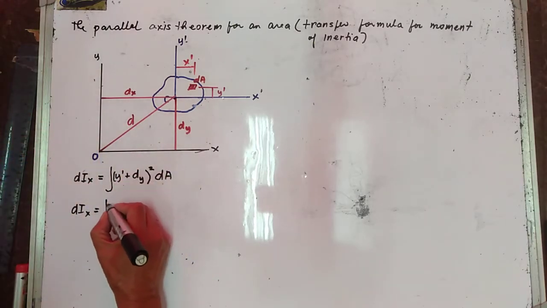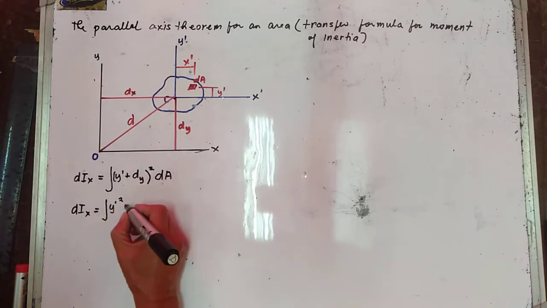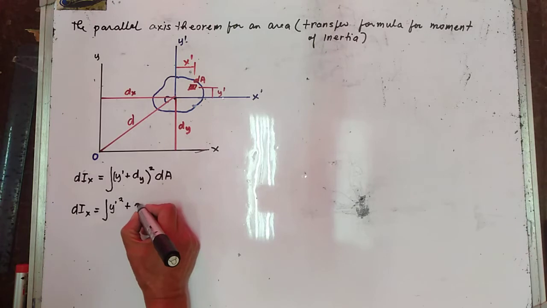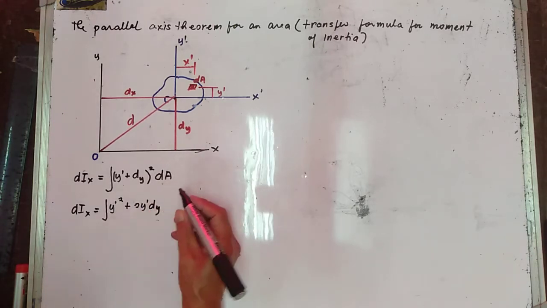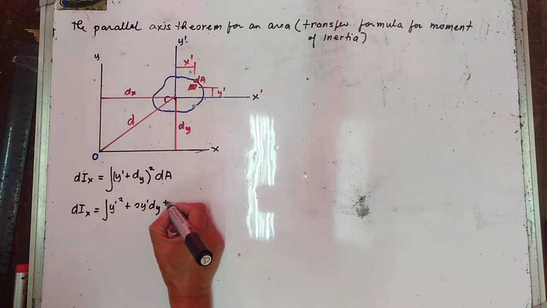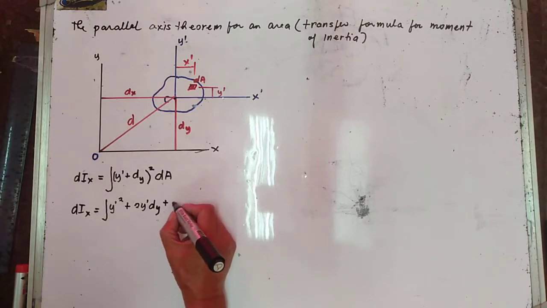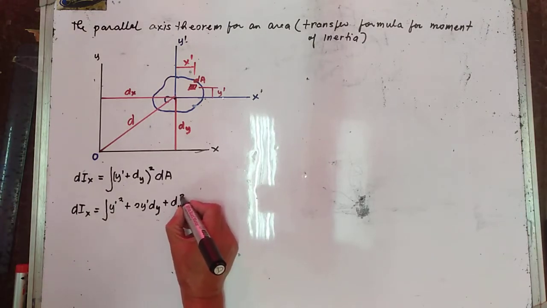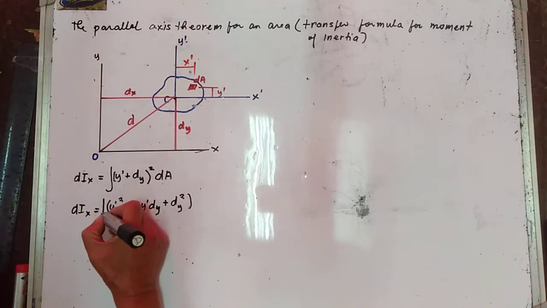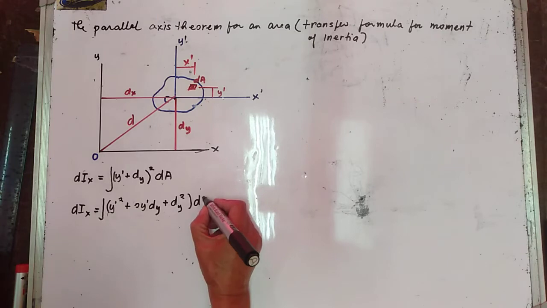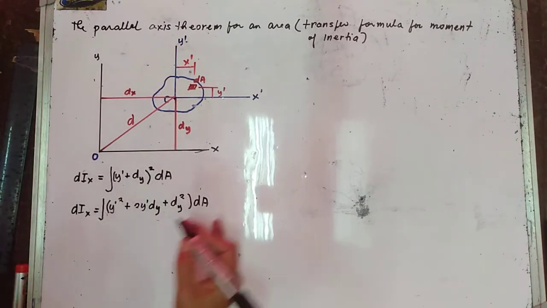And this is therefore equal to, so we now have the integral of the quantity y prime plus dy squared, which is equal to y prime square plus 2y prime dy plus the distance parallel to the y-axis, dy square, multiplied by dA. So you're integrating both sides.